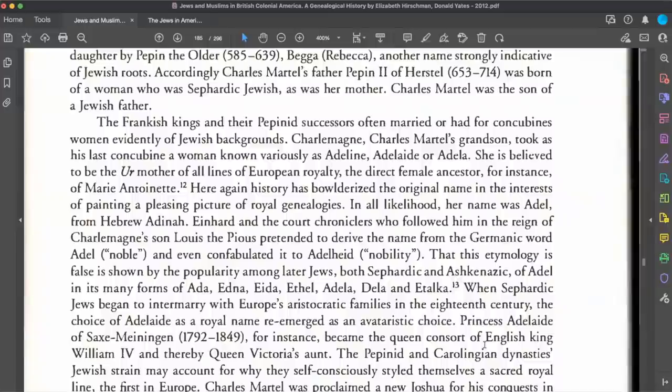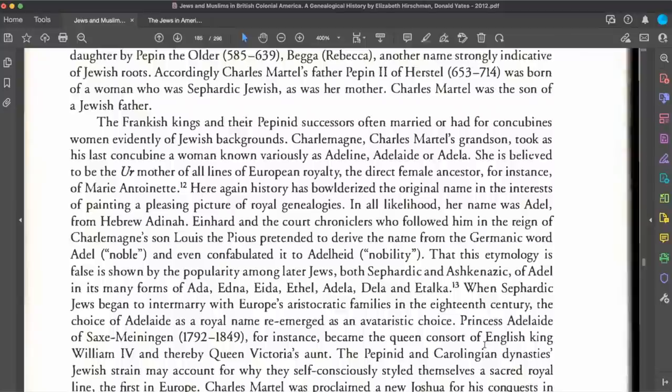Here again, history has bowdlerized the original name in the interest of painting a pleasing picture of royal genealogies. In all likelihood, her name was Adele, from Hebrew Adina, and the court chroniclers who followed in the reign of Charlemagne's son Louis the Pious pretended to derive the name from the Germanic word Adele, noble, and even confabulated it to Adelheid, nobility. That this etymology is false is shown by the popularity among later Jews, both Sephardic and Ashkenazic, of Adele in its many forms of Ada, Edna, Ida, Ethel, Adela, Della, and Italka.